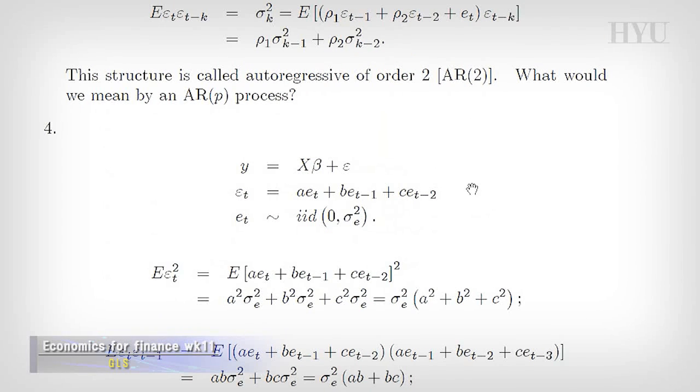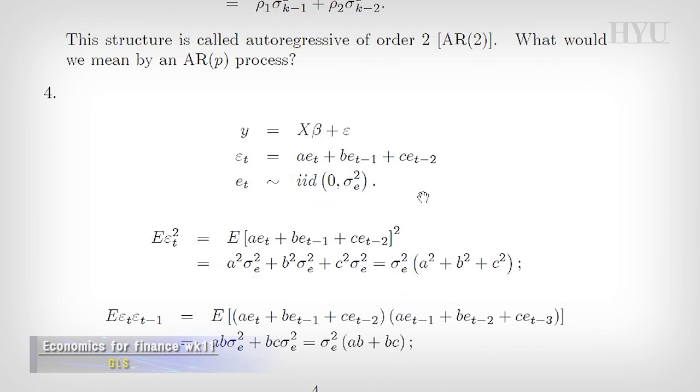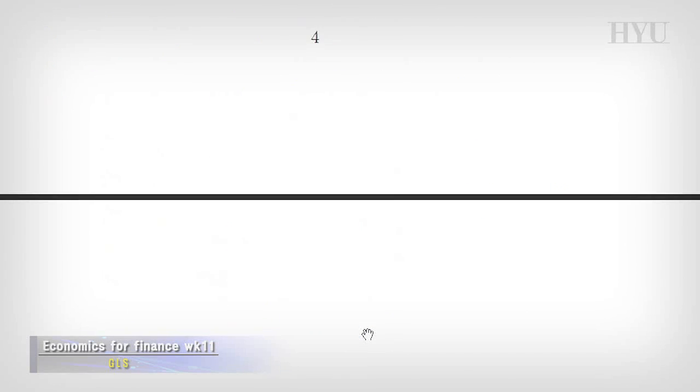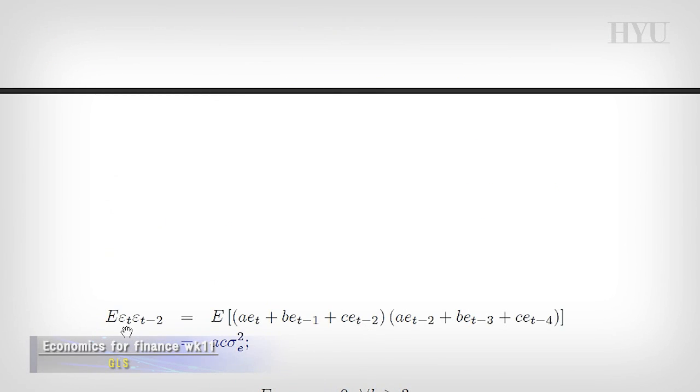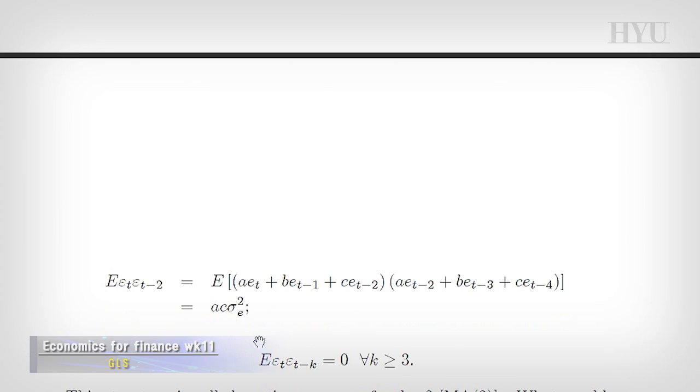And now suppose it is an MA(2) process. Again, we have an error term that is a linear combination of 3 white noises, the white noise from the past 2 periods. We can get the square, and it looks like this. And we can get the covariance between epsilon t and epsilon t minus 1. We can solve this, and we have this equation. And if we calculate for epsilon t minus 2, we have this. And for all k greater than 2, we will have 0. Okay. And this structure is called moving average of order 2.